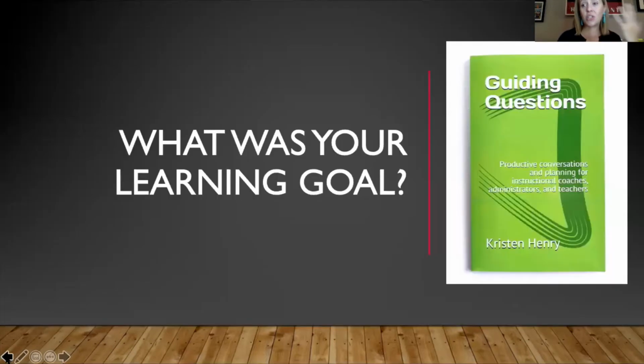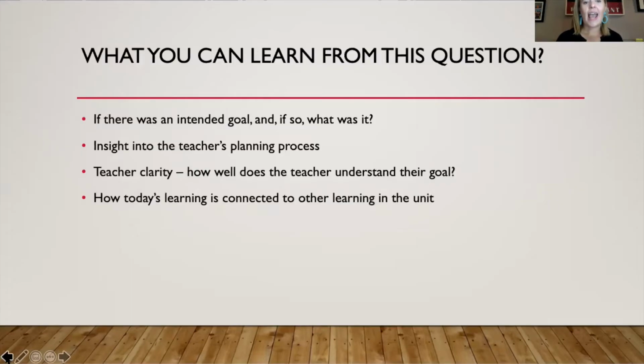All right, so the first question is, what is your learning goal? Like I said, this is really trying to get to the base of the teacher's planning process, teacher clarity. Do they understand what their students are supposed to learn? Like I said, this is foundational. If you can't answer this question as a teacher, and I've had that deer in the headlights where they're like, what? Usually new teachers. That's where we have to start. That's where our coaching conversation has to be. What can we learn from this question?